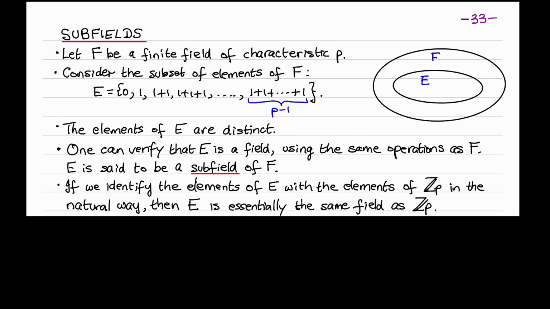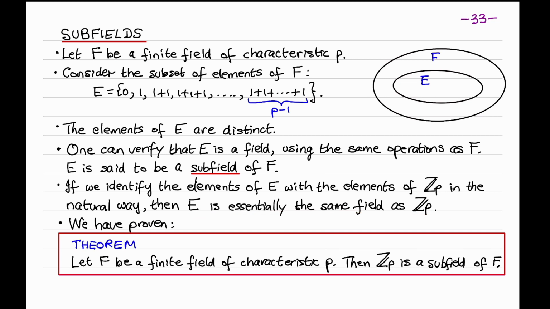Now, if you identify the elements of E with the elements of the integers modulo P in the natural way, so I'll call 1 plus 1, 2, 1 plus 1 plus 1, 3, and 1 added to itself P minus 1 times the number P minus 1. This is just a relabeling of the elements in E as integers between 0 and P minus 1. One can see that E is essentially the same field as the field of integers modulo P, except again that the elements of E might be labeled differently.